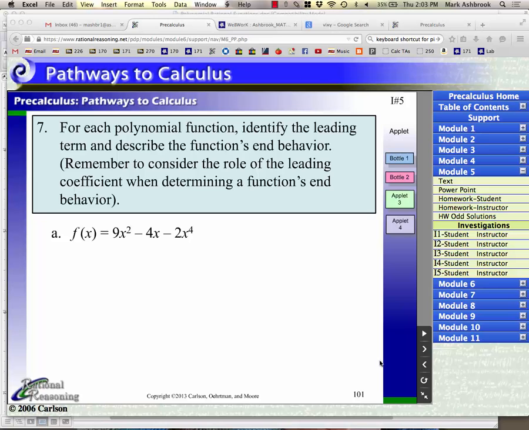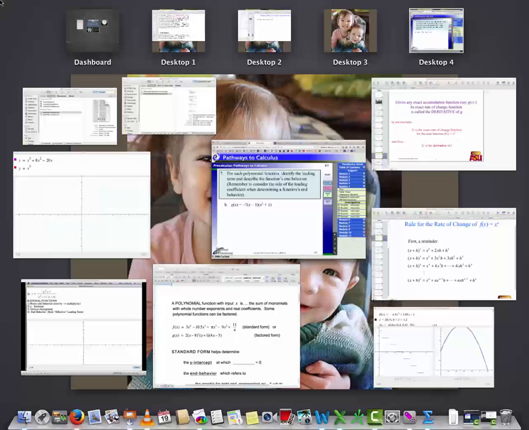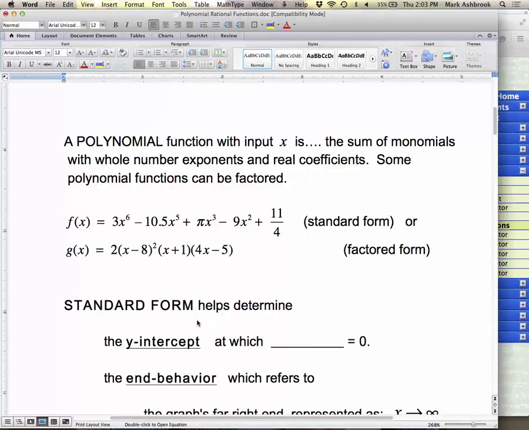Is there another one? All right, let's do this one. Do f of x, and we'll be done. So just the f of x function. So as x gets really large positive, or we go way out to the right, will we go up or down? And as x goes way out to the left, will the graph head up or down?